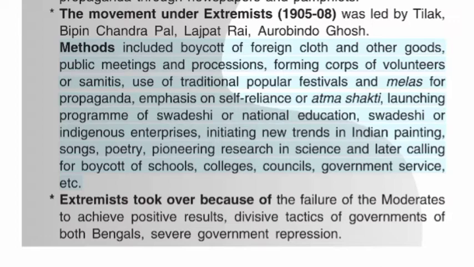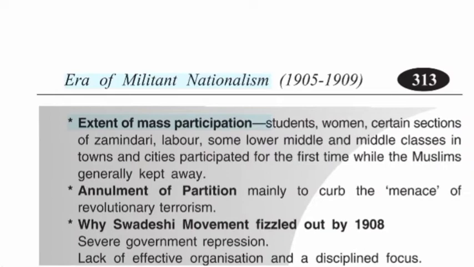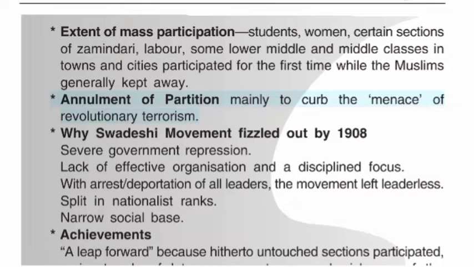The extremists took over because of the failure of the moderates to achieve positive results, the divisive tactics of the governments of both Bengals, and severe government repression. Era of militant nationalism, 1905-1909. Students, women, certain sections of zamindari, labor, and some lower middle and middle classes in towns and cities participated for the first time, while the Muslims generally kept away. Annulment of partition was mainly to curb the menace of revolutionary terrorism.